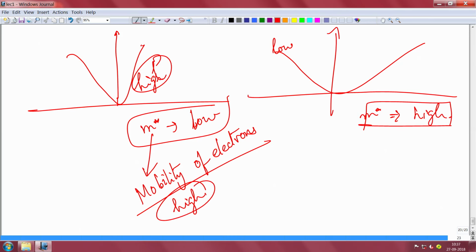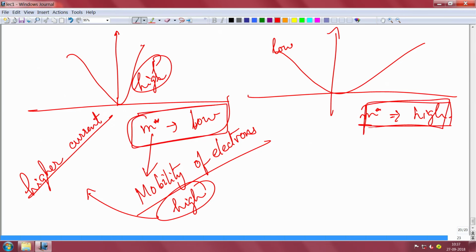If you have a higher electron mobility, then you get higher current. You get higher current in a device, you get superior transport, you can carry very high current densities, very useful for high power, high speed electronics, for example. So, you want a low effective mass material, you do not want a material with a higher effective mass.